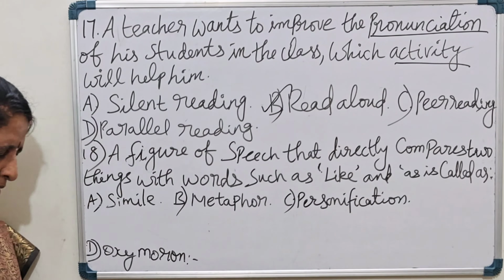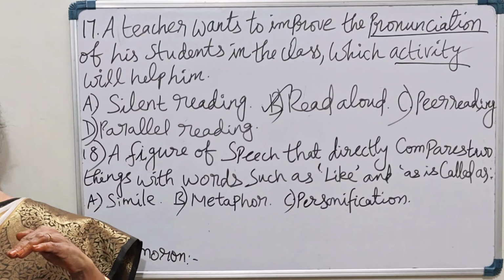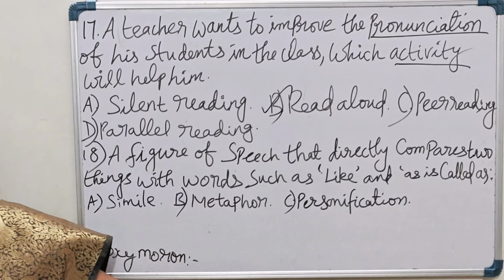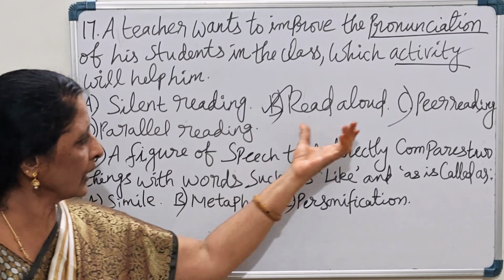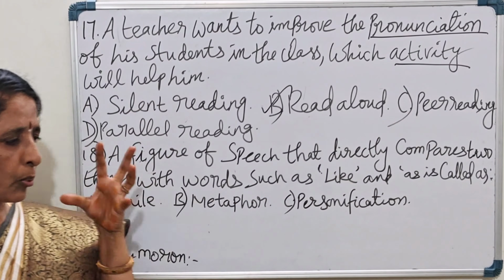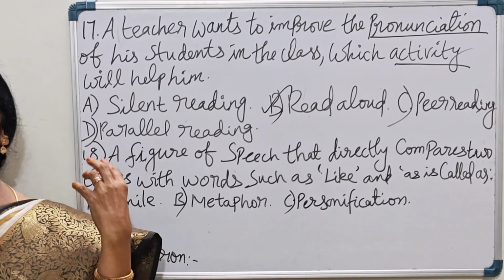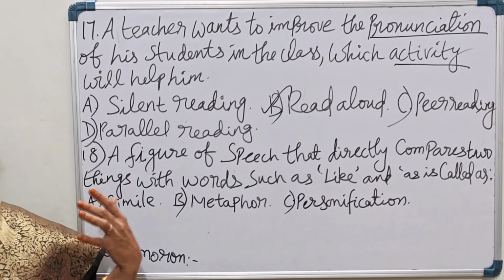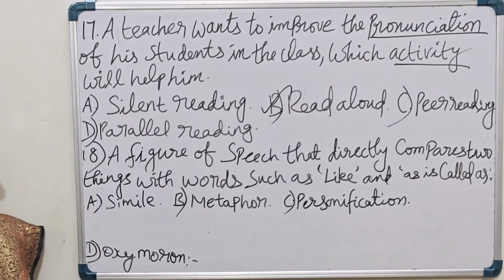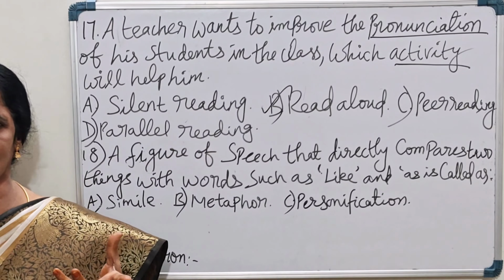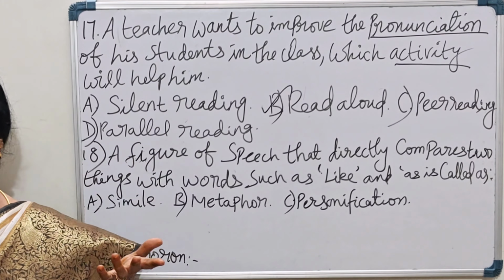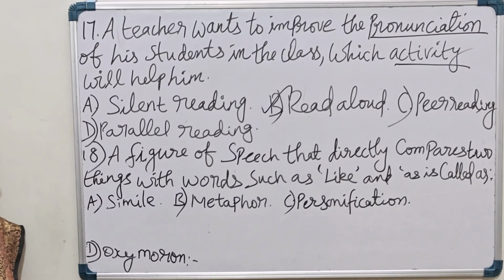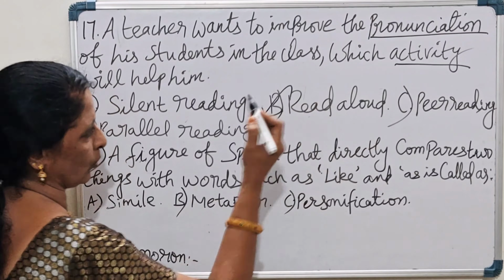Peer reading. Peer means what? Same age. Okay. When two or more students take turns to read a text together, that provides mutual understanding and mutual support to improve reading fluency. So they will get feedback immediately also. Next one, parallel reading. Parallel reading means they read more than one book simultaneously. That is parallel reading. Okay, now the answer is read aloud.